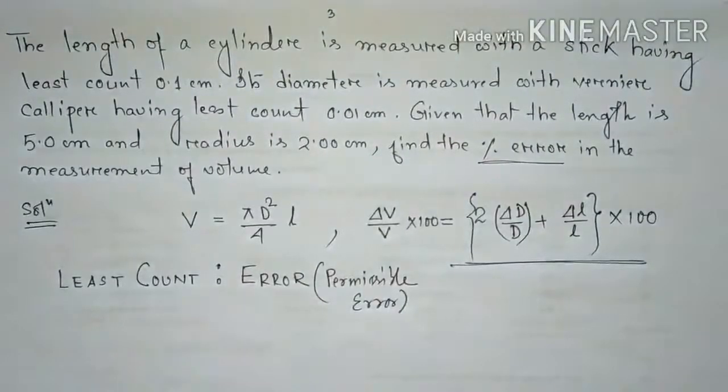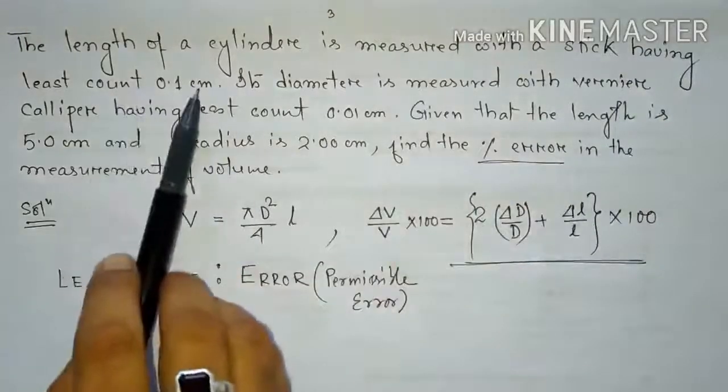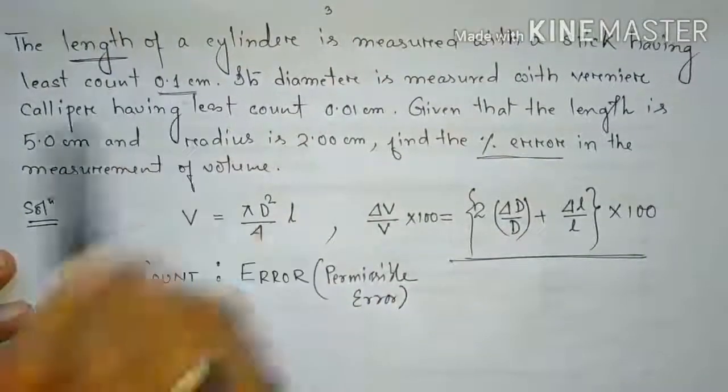I am not going to discuss least count in detail because we will be doing it in our practical classes. But just for solving this problem, let me remind you that least count is all about error. If any measuring instrument has some least count, you can consider that you may have this much amount of error. Now it is said in the question that the length of a cylinder is measured with a stick having least count 0.5 centimeter.